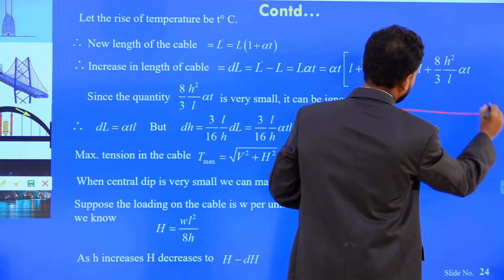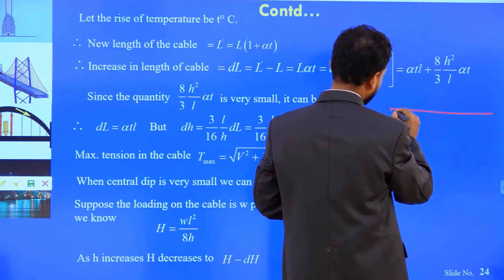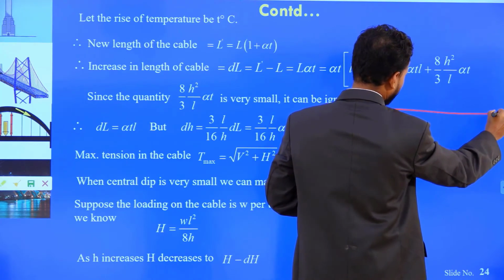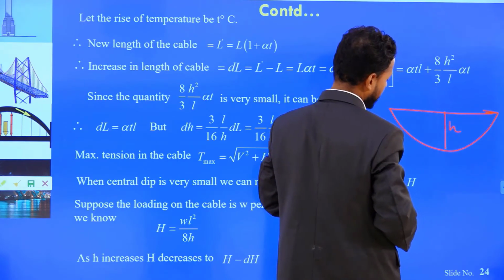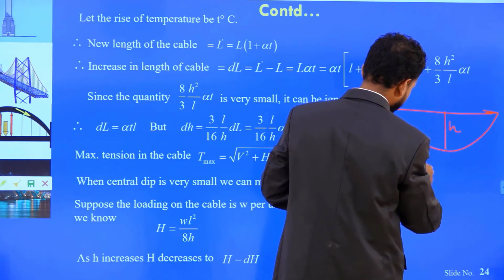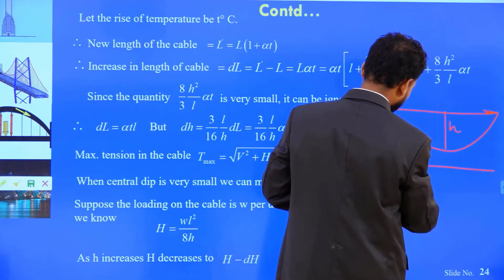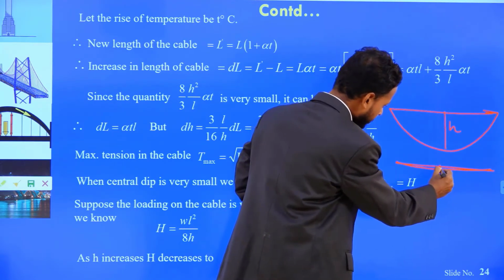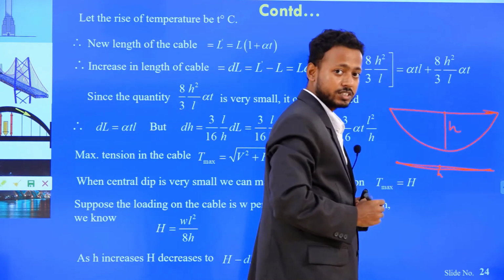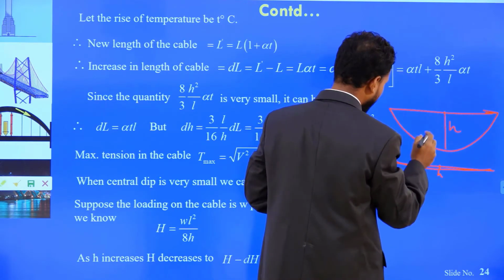This is the span of the cable, and this is the length of the cable. Case 1, this is the deep of the cable, right? In the second case, if the deep of the cable is very less, very less, so what will happen?